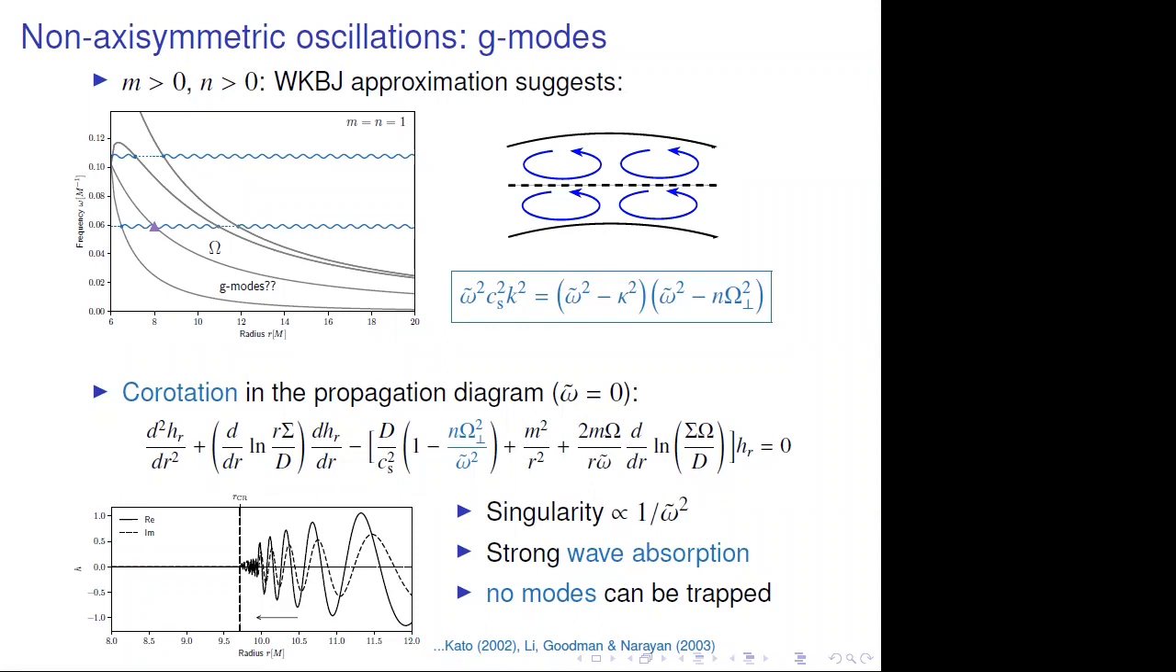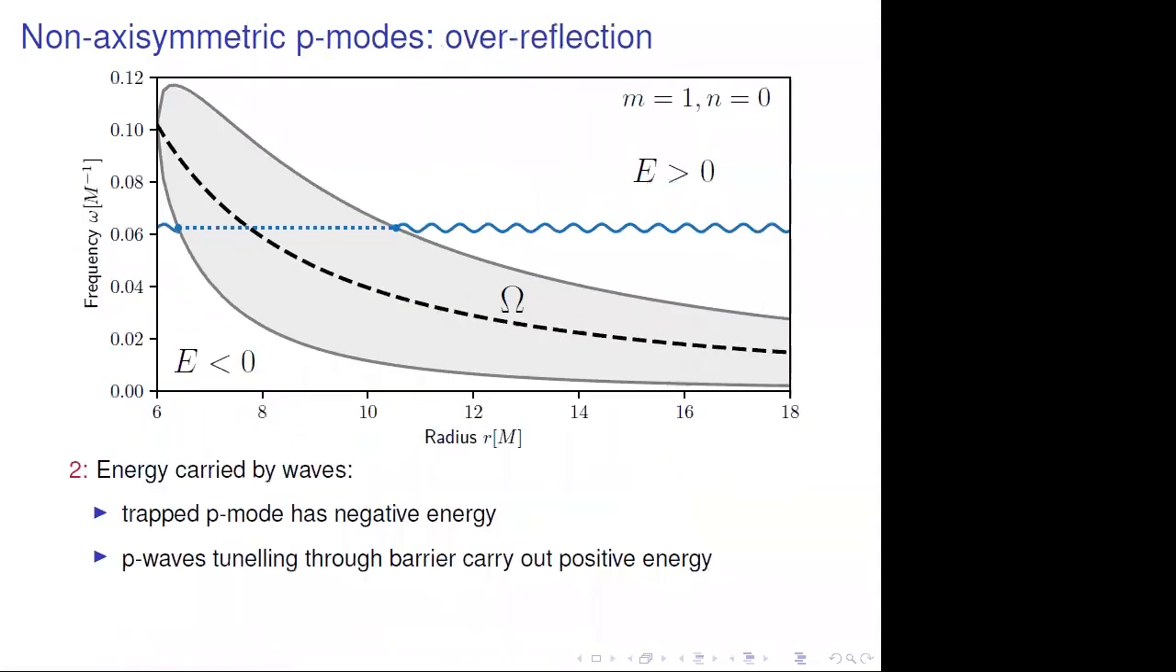And what we would find out is that the waves are absorbed at this radius. This is a numerical solution of this equation. Initially I put some wave, and here is the corotation, and you see that the wave is not propagating farther. It's really absorbed at this radius. Okay, I will keep this.